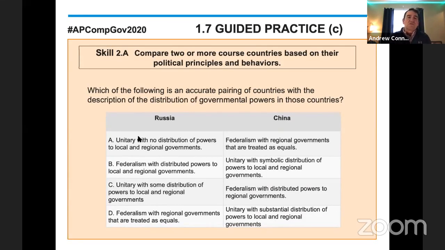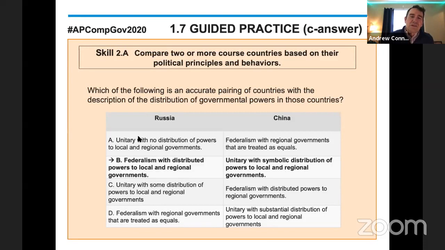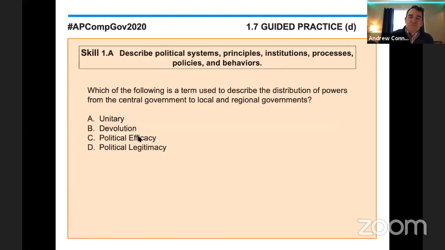Let's do the same thing and try to contrast Russia with China. Again, hopefully you remember that Russia is federal, so we can nix any answers that say unitary with Russia. And hopefully remember that China is unitary. So that's the process of elimination we can use, some word association and disassociation. That gets us to the answer: Russia has federalism with distributed powers to local and regional governments, whereas China is unitary with symbolic distribution of powers to local and regional governments.